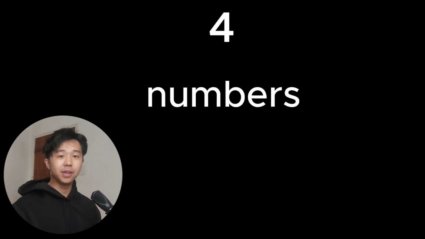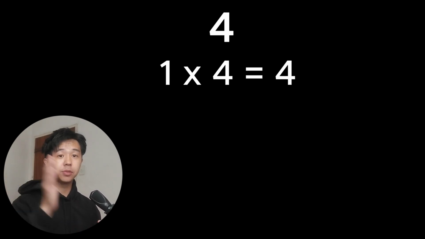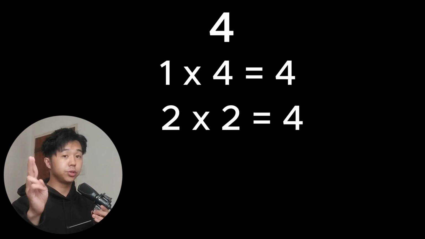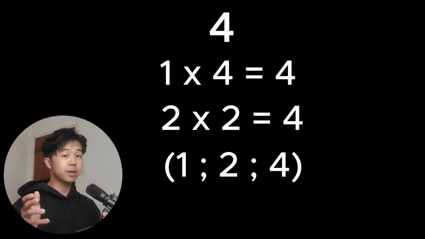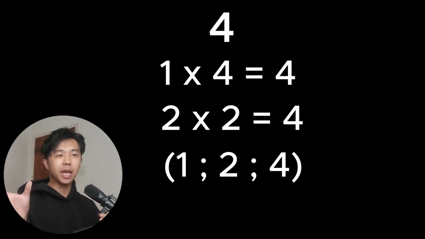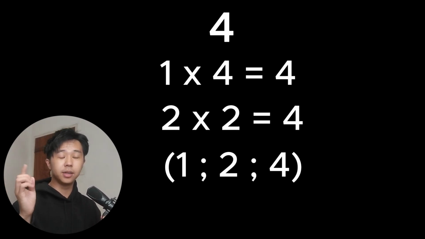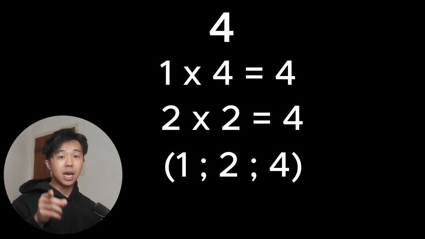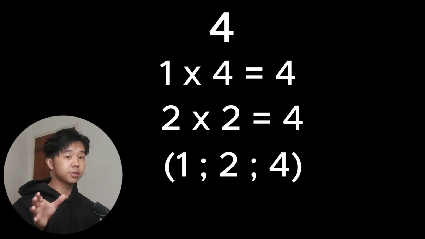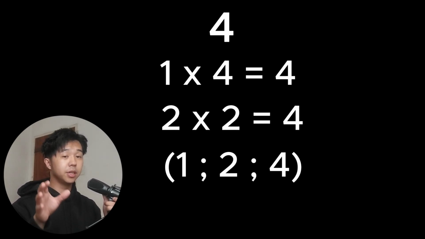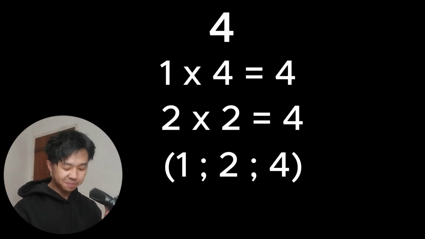Let's do another one. Let's take 4. So what are the factors of 4? How do we get to 4 multiplying whatever numbers? We have 1 times 4, but we also have 2 times 2. So the factors of 4, if we write it in an orderly fashion, are 1, 2, and 4. And if a number has more than 2 factors, it isn't a prime number. It is not a prime number.